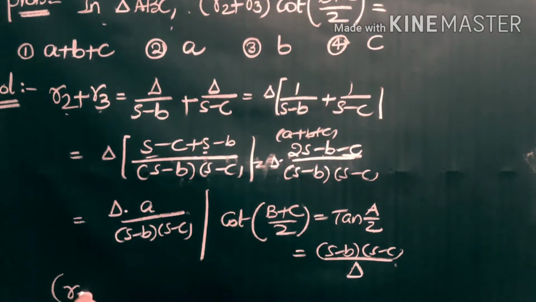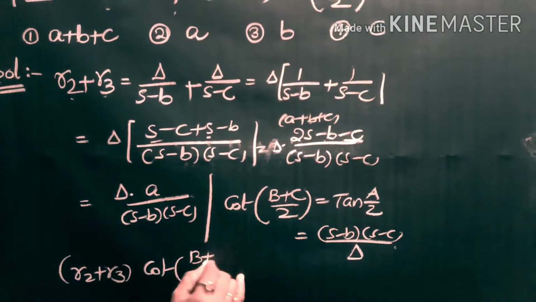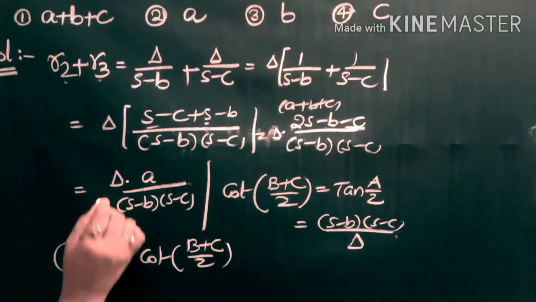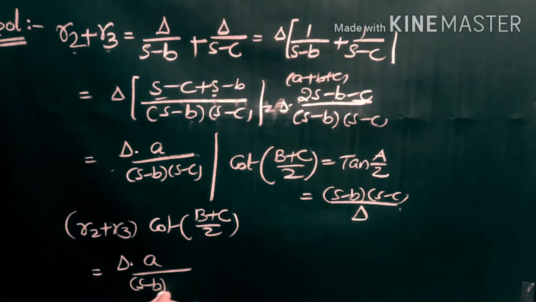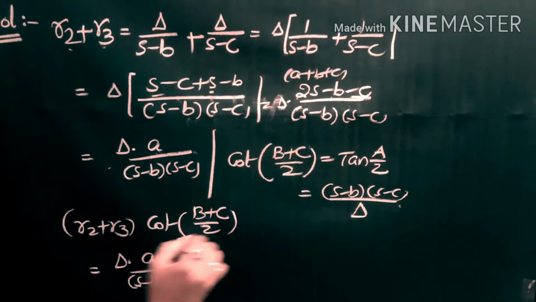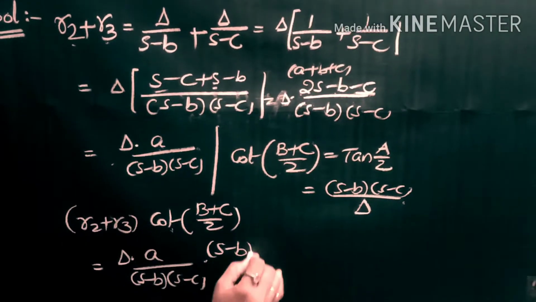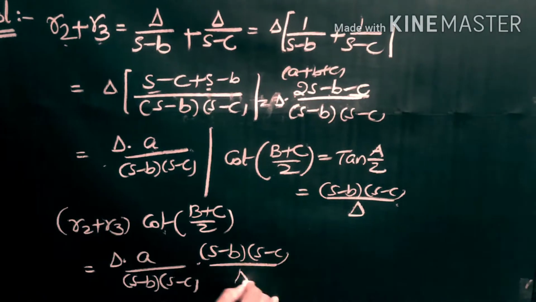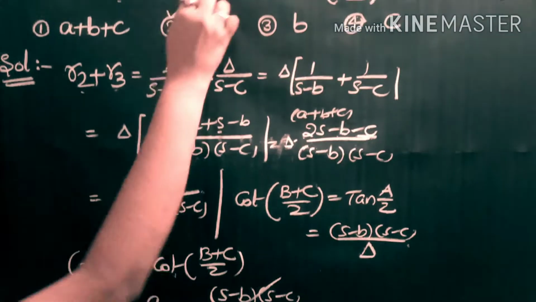So (r2 + r3) cot((B + C)/2) is equal to delta into a by (s-b)(s-c), into cot((B + C)/2). Cot((B + C)/2) is equal to (s-b)(s-c) by delta. Now this is cancelled, this is cancelled. So the answer is equal to a. That is the second option.